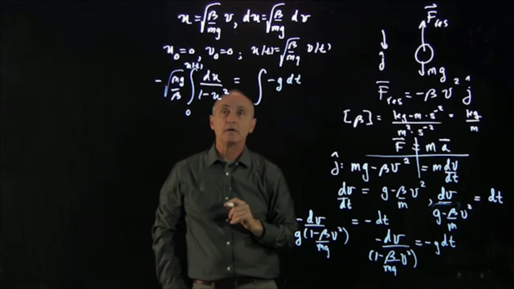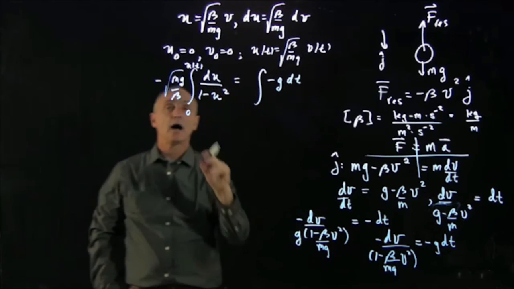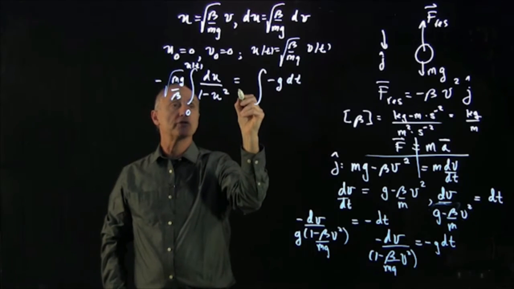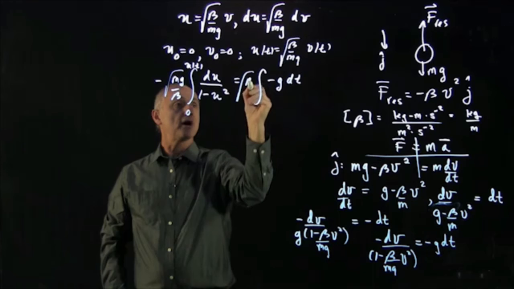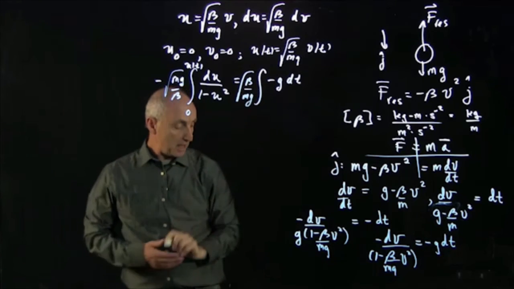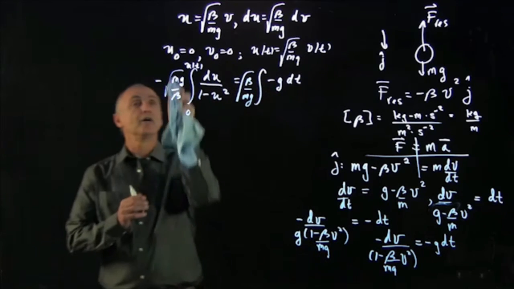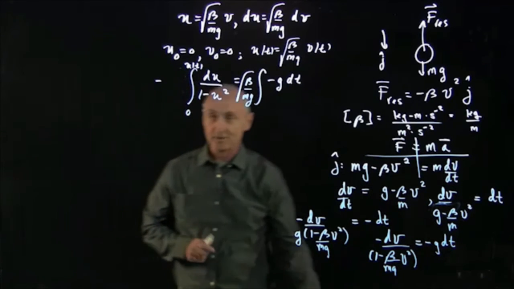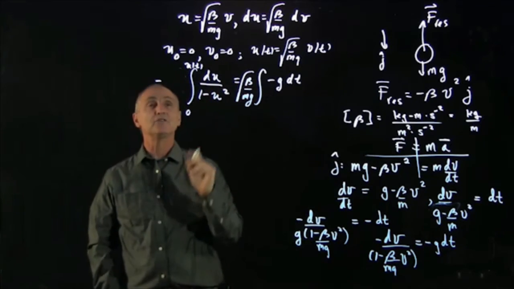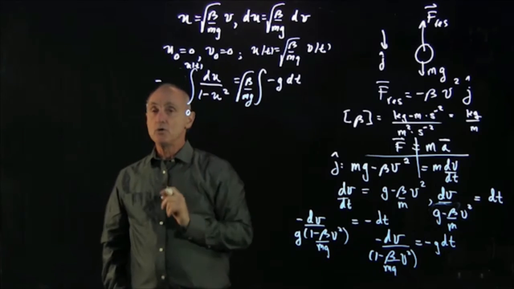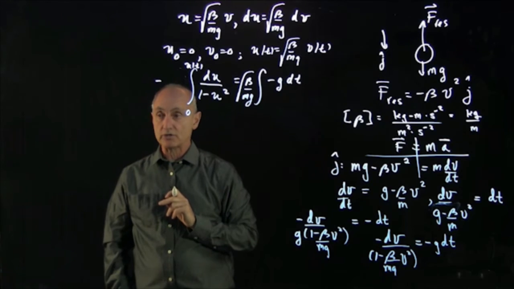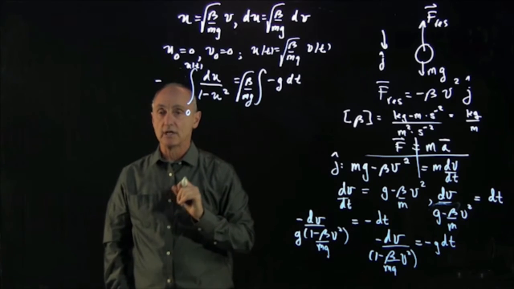Now, again, for simplicity, I'm going to bring this term, the square root of beta over mg, over to the other side. So I'll use the magic of our light board by just erasing that and bringing it to the other side, which makes my life a little easier. And now, this integral can be done by the method of integration by parts. It's a nice problem in calculus.